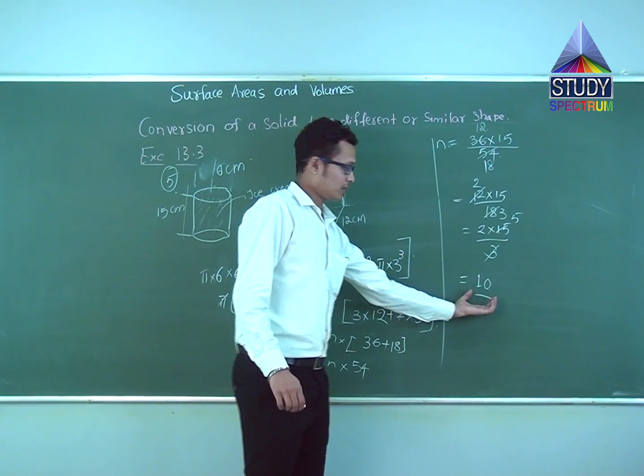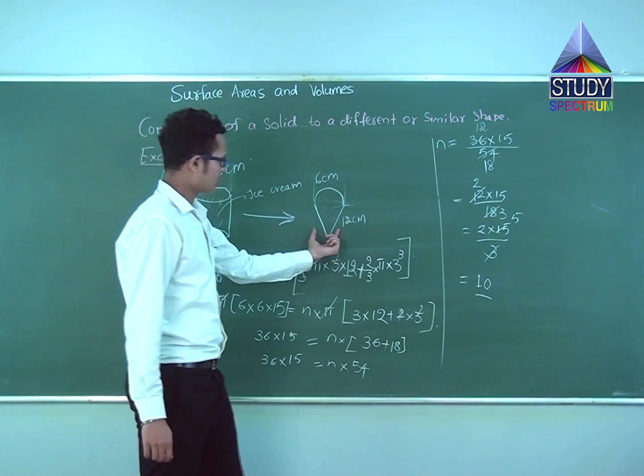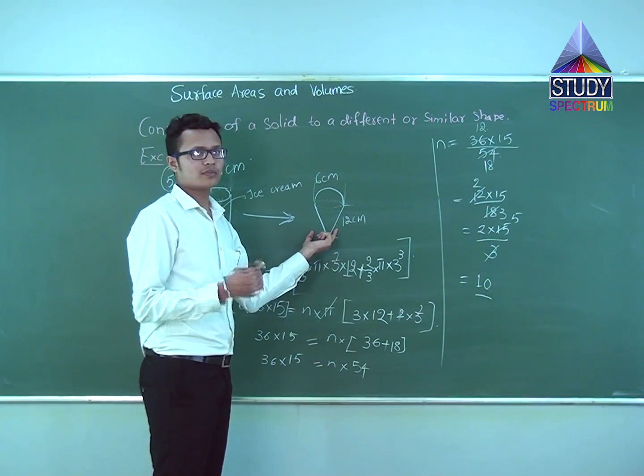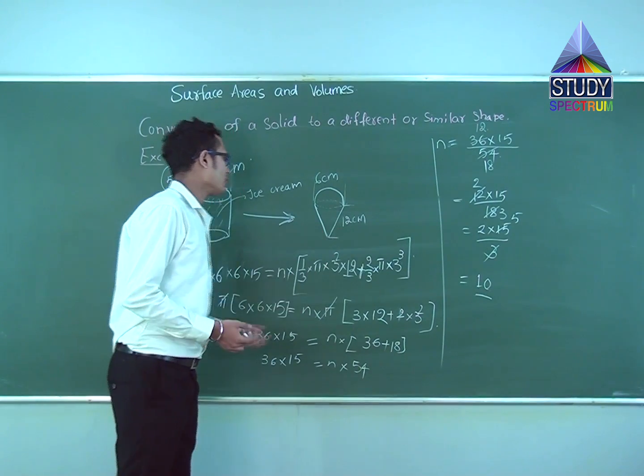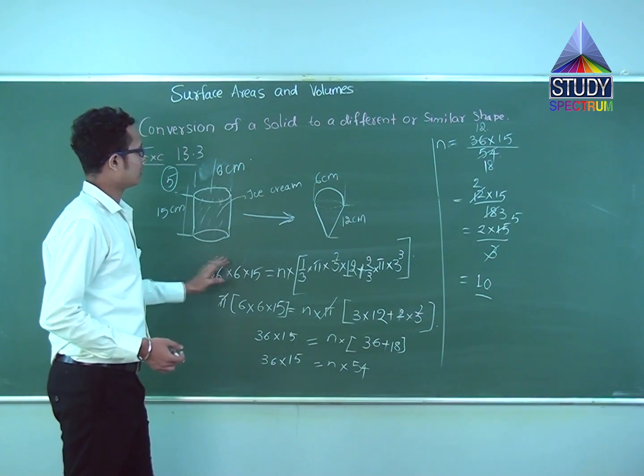When you make 10 such ice creams of this shape and add the volumes of the individual ice creams, you will have the volume of the whole cylinder.